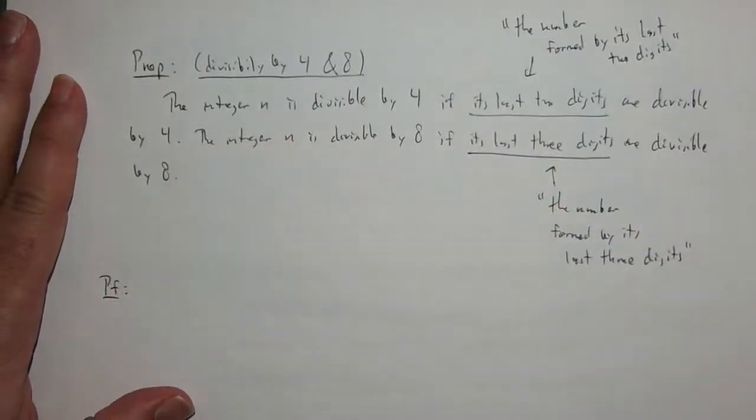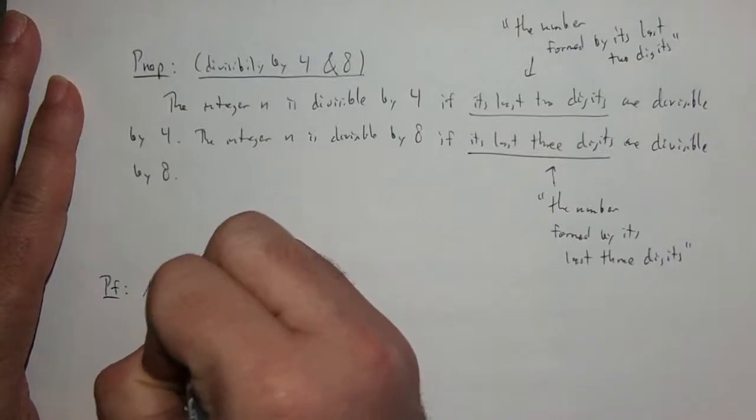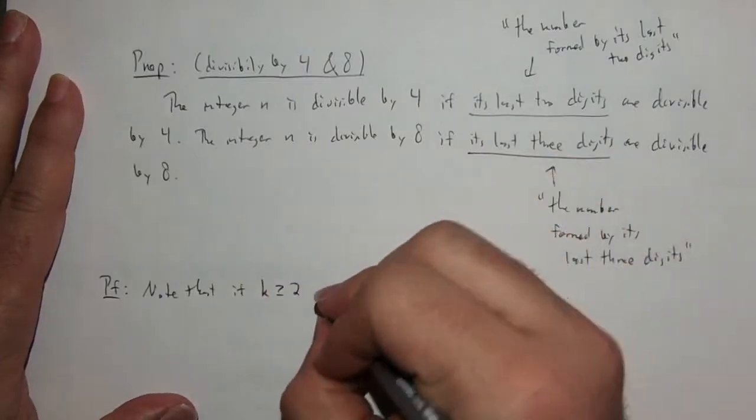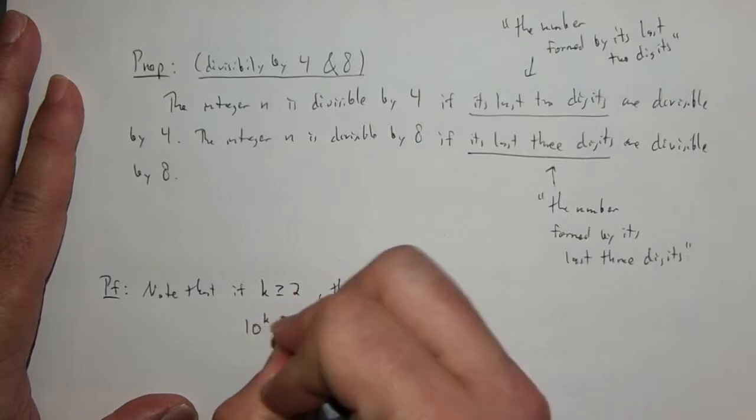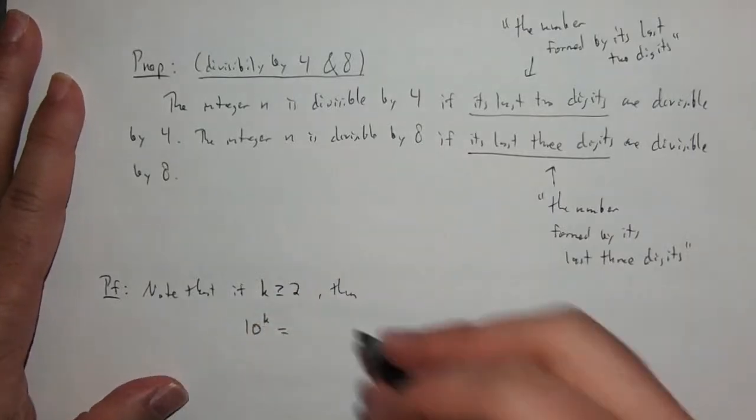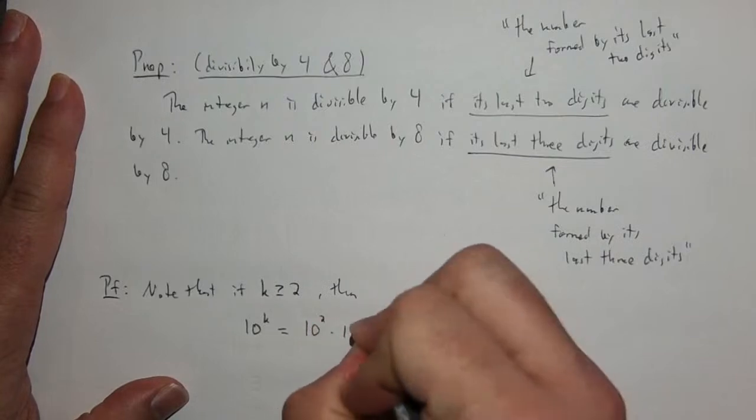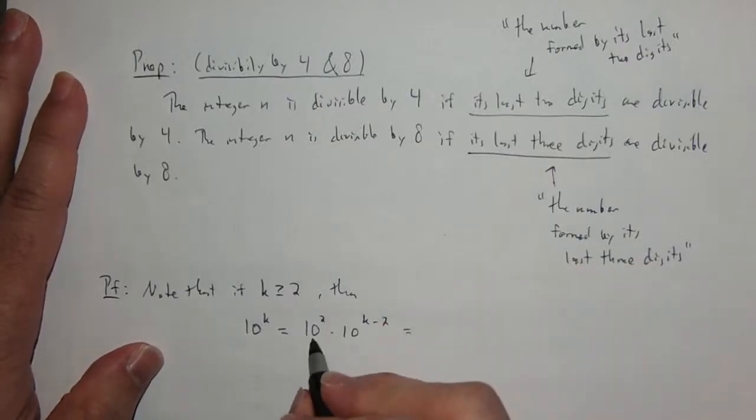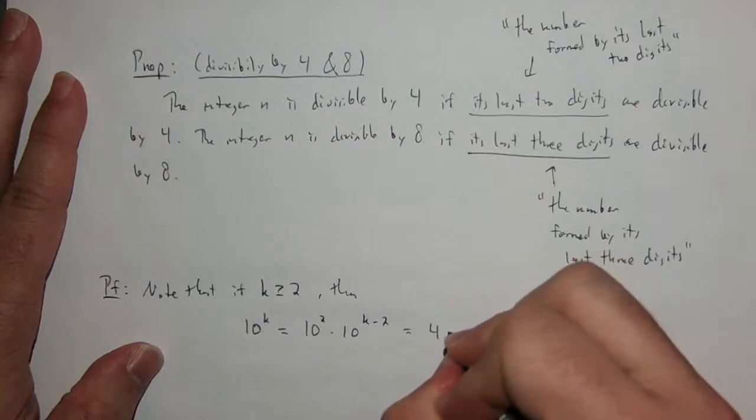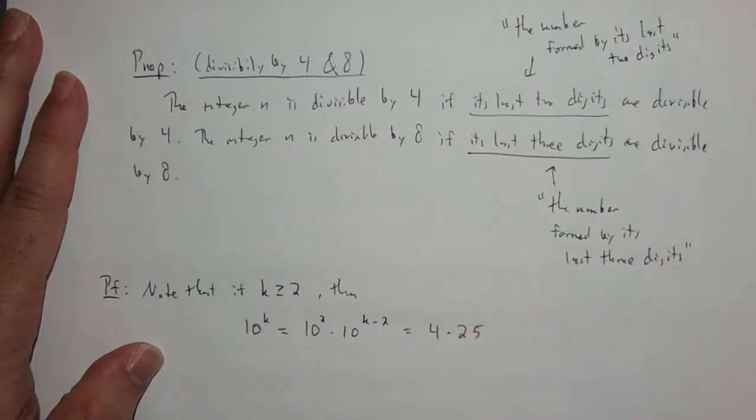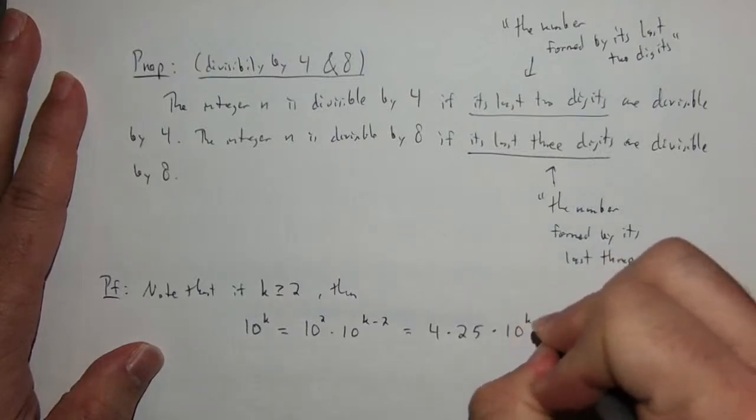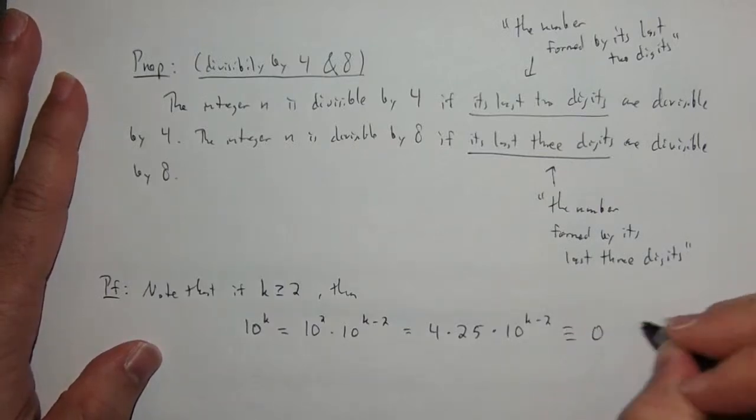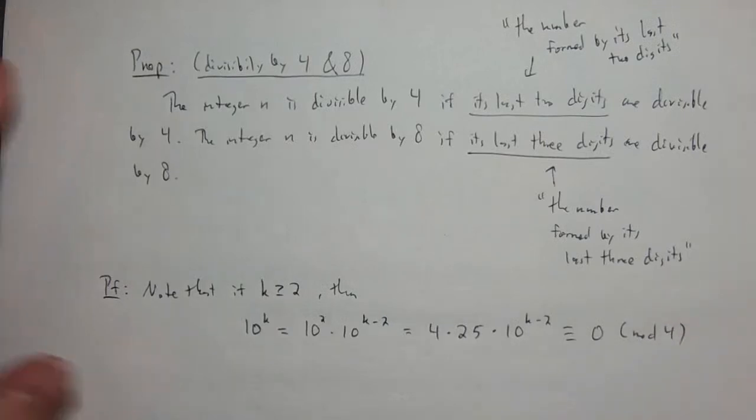So first, note that if k is greater than or equal to 2, then 10 to the k can be written as 10 squared times 10 to the k minus 2, right? Which is 100, which is 4 times 25 times 10 to the k minus 2, right? Which is congruent to 0 mod 4. It's a multiple of 4.